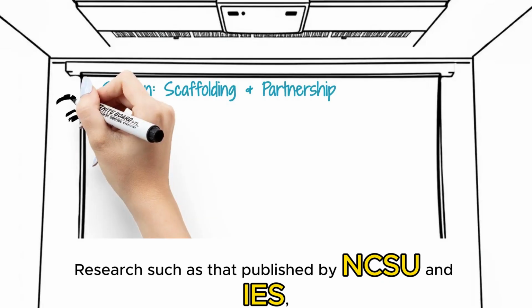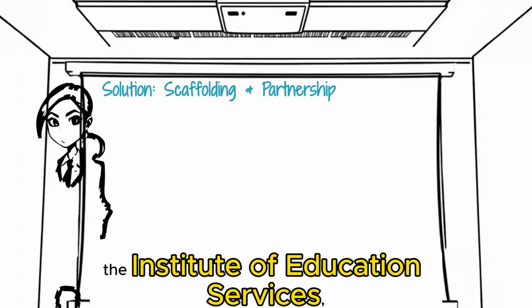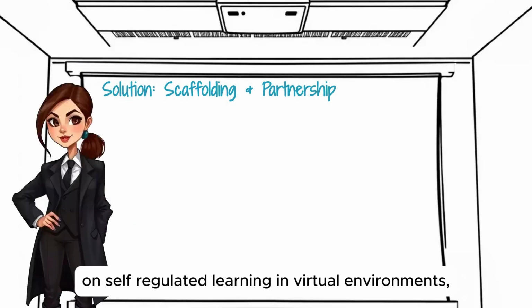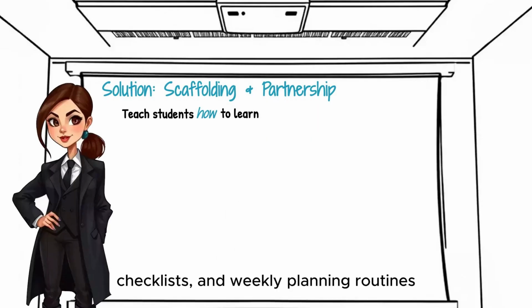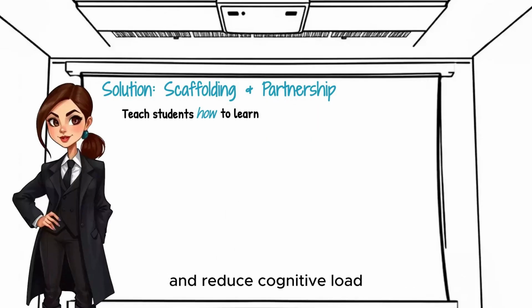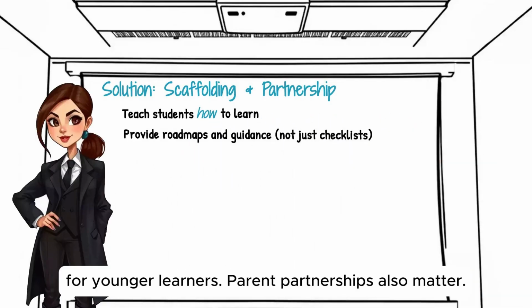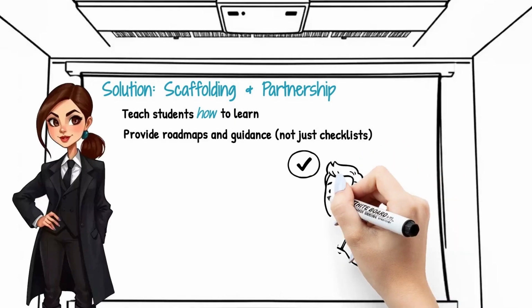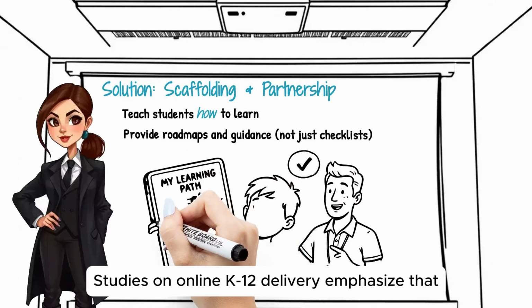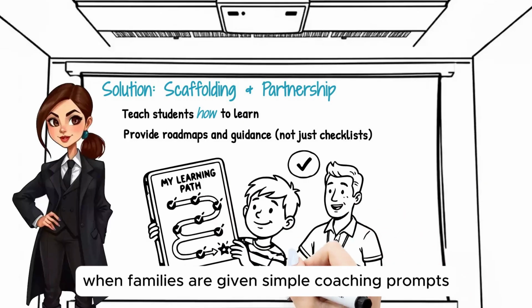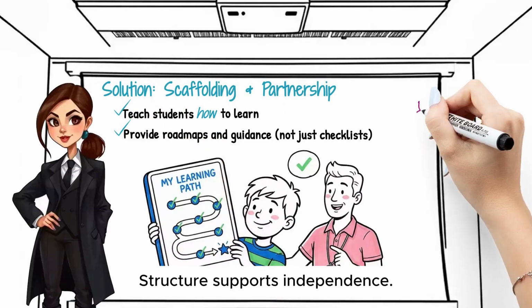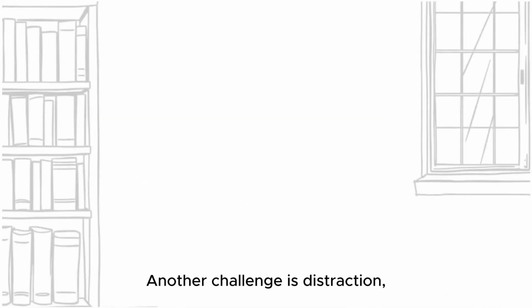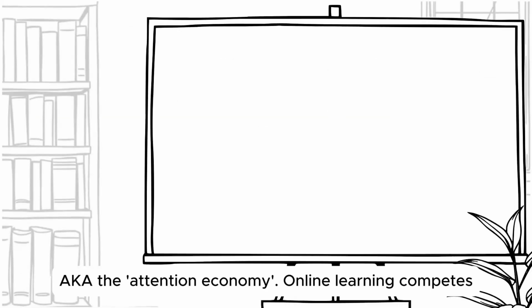Evidence-based solutions focus on scaffolding the process of learning. Research, such as that published by NCSU and IES, the Institute of Education Sciences, on self-regulated learning in virtual environments shows that visual schedules, checklists, and weekly planning routines significantly improve task completion and reduce cognitive load. For younger learners, parent partnerships also matter. Studies on online K-12 delivery emphasize that when families are given simple coaching prompts rather than enforcement roles, students develop stronger self-regulation skills over time. Structure supports independence.